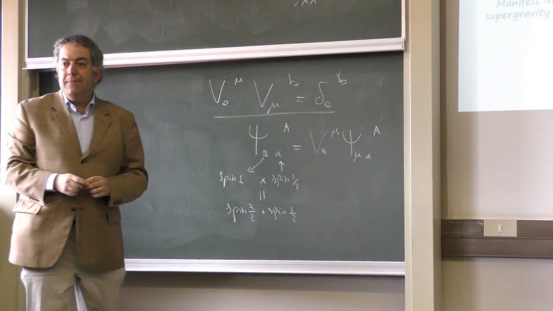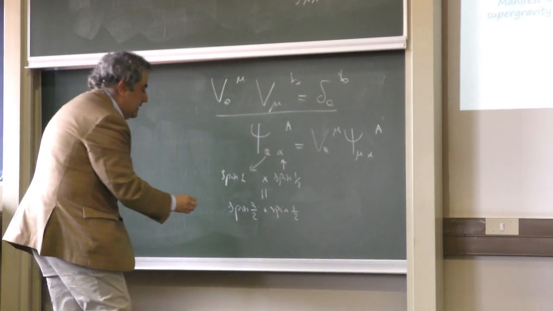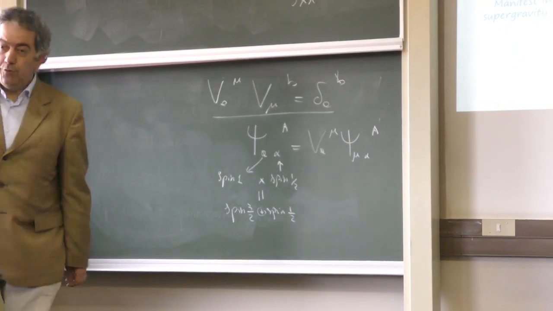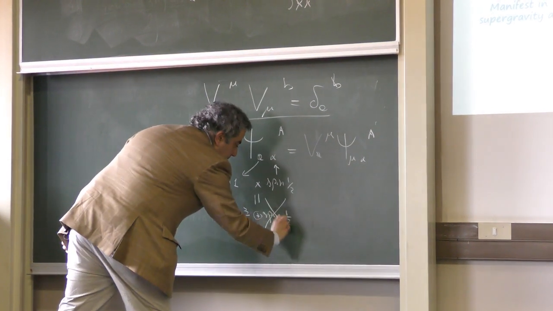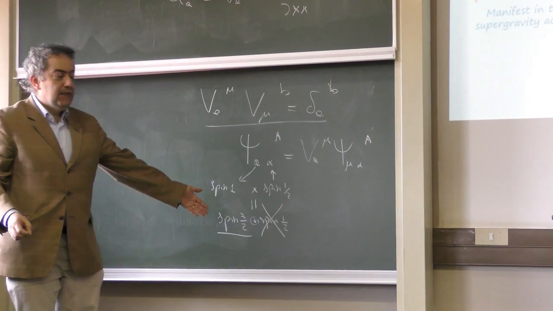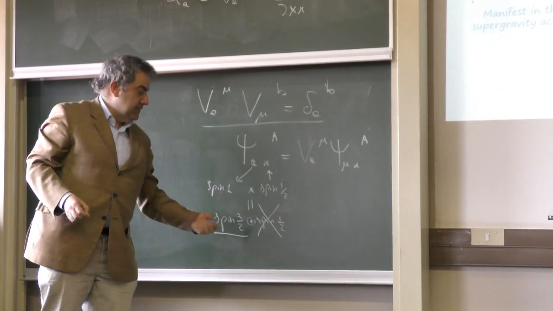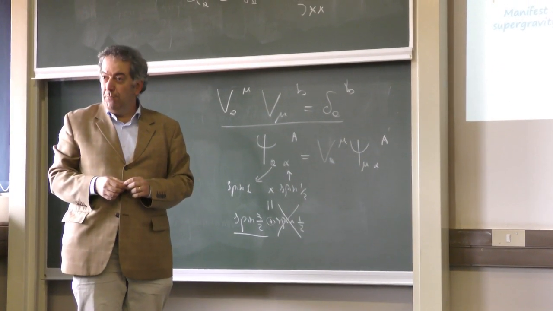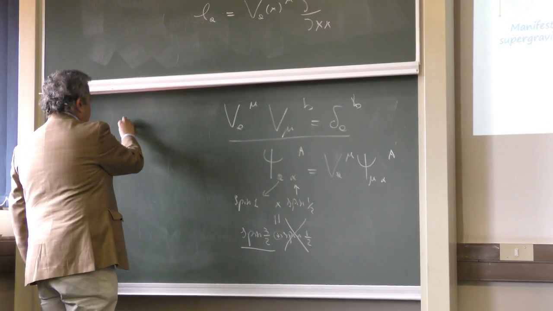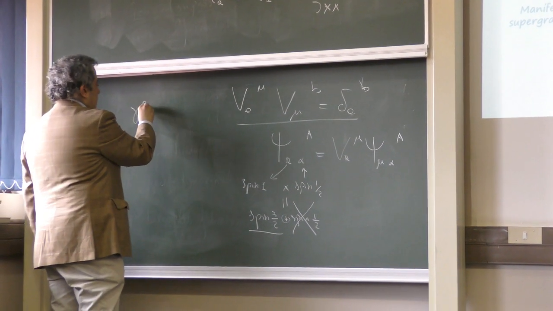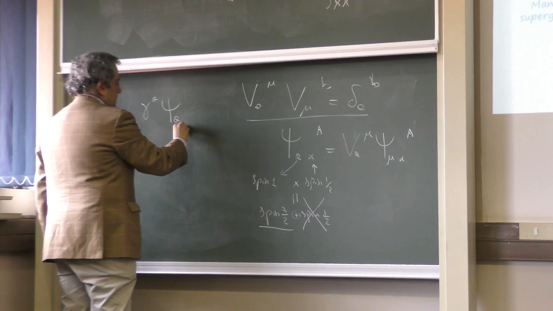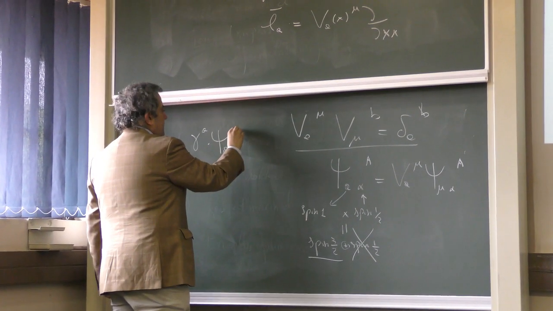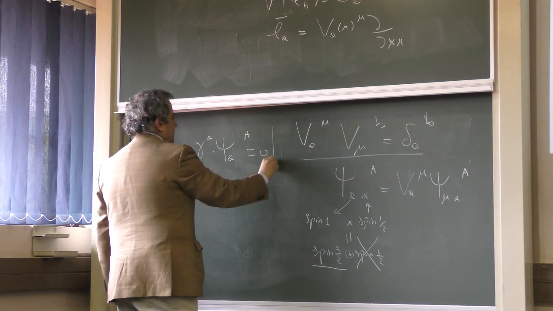Okay? Now, elementary particles are in irreducible representations of the Poincaré group, okay? And the representation of the gravitino field is the spin 3/2. We can get rid of this spin 1/2 component by imposing the following condition: gamma^A psi_A equals 0.